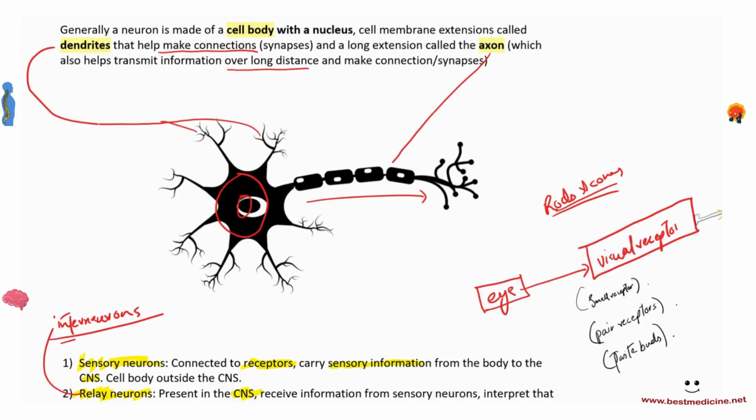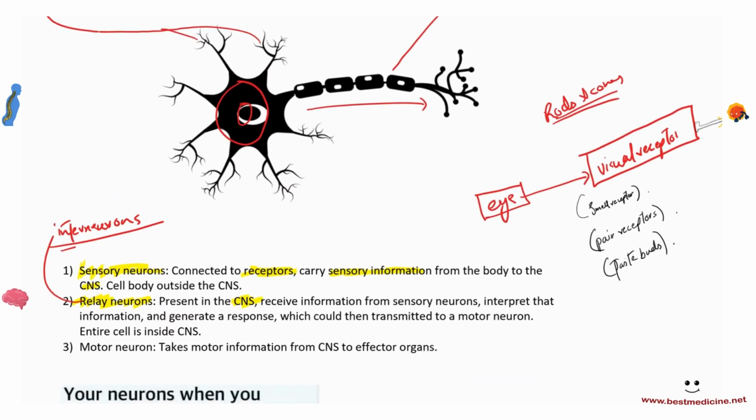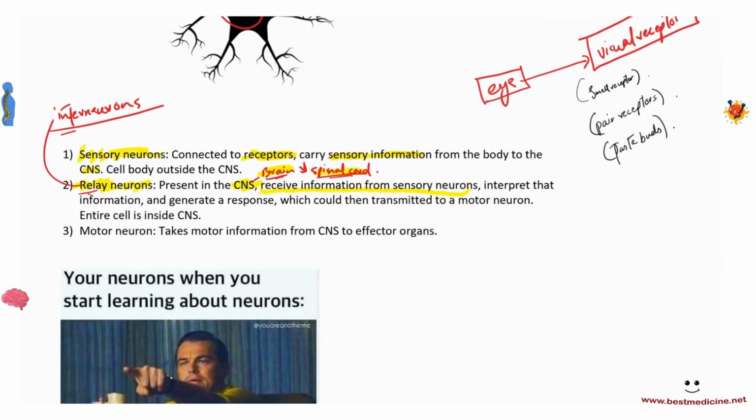So what I mean by this is, remember what the CNS contains. The CNS contains the brain and spinal cord. So both brain and spinal cord are made up of purely relay neurons, okay? Now, what do the relay neurons do? Well, these are the ones present in the brain and spinal cord, so they're the ones that perform the function of the brain and the spinal cord. They receive the information from sensory neurons, then interpret that information, and then generate a response, which could then be transmitted to a motor neuron, okay?